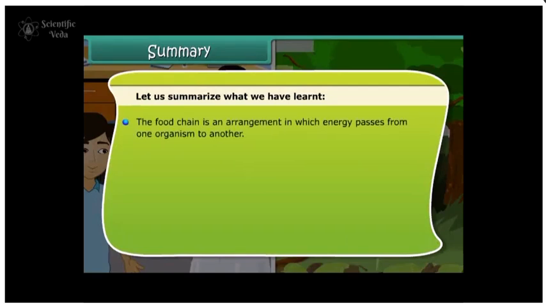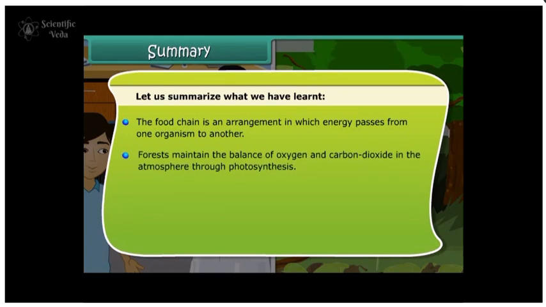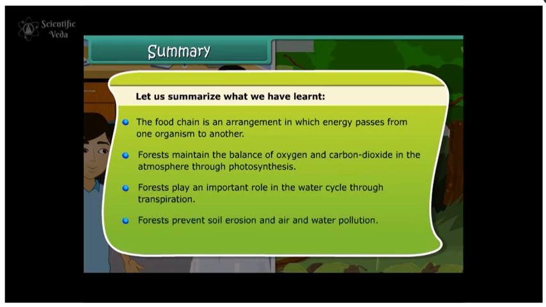The food chain is an arrangement in which energy passes from one organism to another. Forests maintain the balance of oxygen and carbon dioxide in the atmosphere through photosynthesis. Forests play an important role in the water cycle through transpiration. Forests prevent soil erosion and air and water pollution.